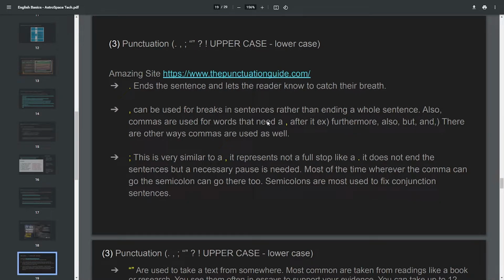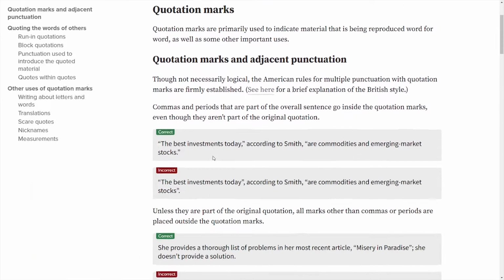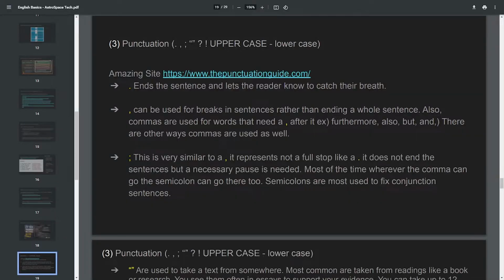So the third thing I'm going to be talking about is punctuation. This is an amazing site that I found that you should check out anytime you need to understand how a quotation works. For example, this is the site. If you don't understand how quotations work, you simply click them and it explains everything and gives you examples. I'm going to explain a little bit about what each thing does, but I would always recommend having this with you to understand what I said more in depth.